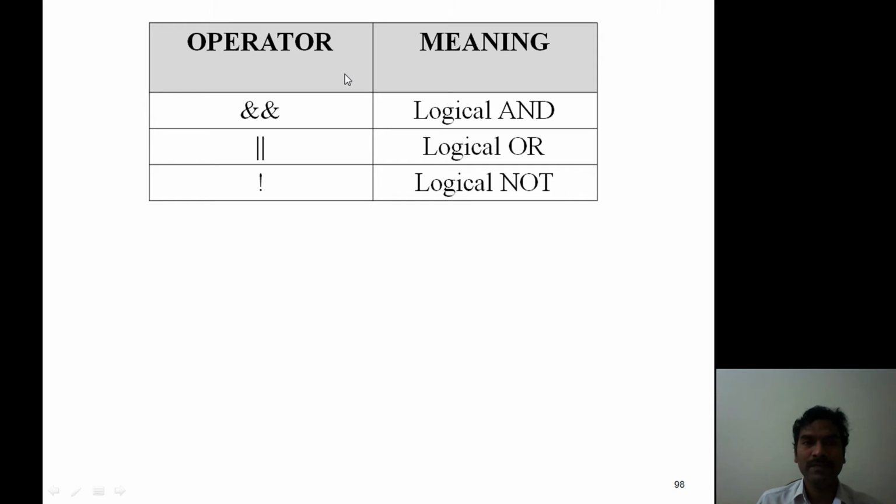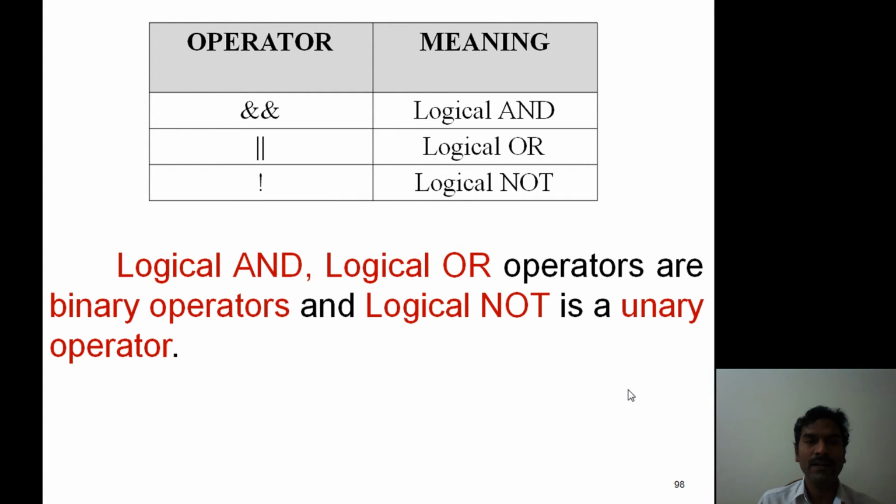This one operator table, operator and its meaning. Now this one logical AND symbol, logical OR symbol and logical NOT symbol. Here, logical AND, logical OR. These two operators are binary operators. They require two operands. Whereas, logical NOT is an unary operator. It requires only one operand.